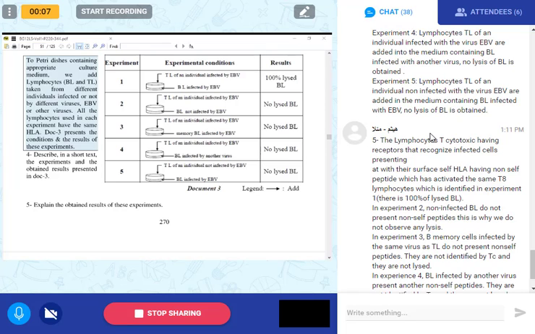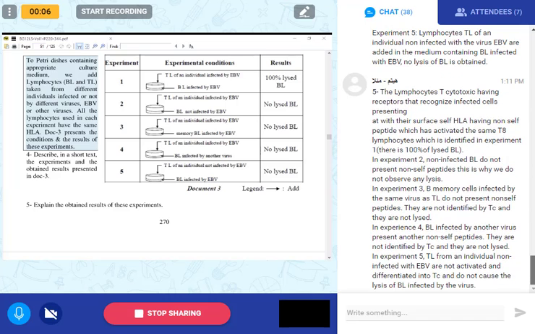Clear this one. In experiment 3, B memory cells infected by the same virus as the TL do not present non-self peptides. They are not identified by TC cells and they are not lysed. So the memory cells, because the virus inside them is dormant, did not present any antigen on the surface. Here we are highlighting MHC1, Maryam, right? Is it MHC1? Yes. MHC2 exists only where, Maryam? In whom only? The macrophage. Only in the macrophage. So here in the third, the memory cells are infected but no antigen appeared on them, so the T lymphocyte did not destroy them.